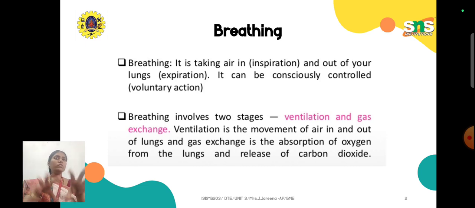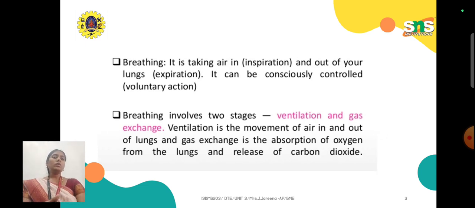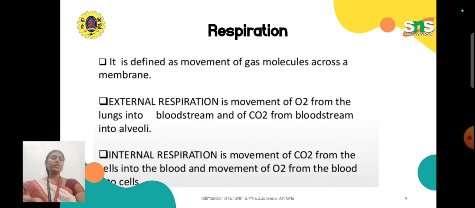If either of these stages fails, then obviously the person will end up with some respiratory problems. These two stages have to be synchronized so that the person has normal ventilation without any assistance needed. Okay, so ventilation is the normal inhalation and exhalation. Respiration again has two types: one is external respiration, another one is internal respiration.